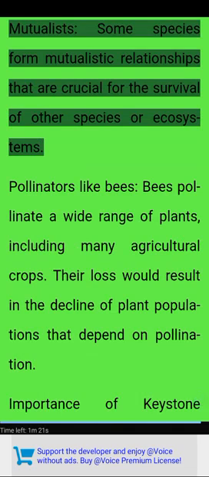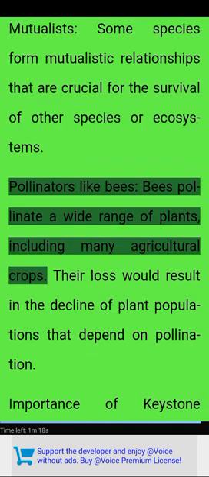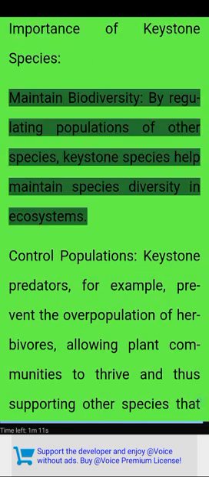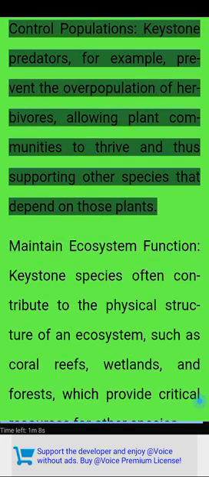Mutualists. Some species form mutualistic relationships that are crucial for the survival of other species or ecosystems. Pollinators like bees. Bees pollinate a wide range of plants, including many agricultural crops. Their loss would result in the decline of plant populations that depend on pollination. Importance of keystone species. Maintain biodiversity. By regulating populations of other species, keystone species help maintain species diversity in ecosystems.